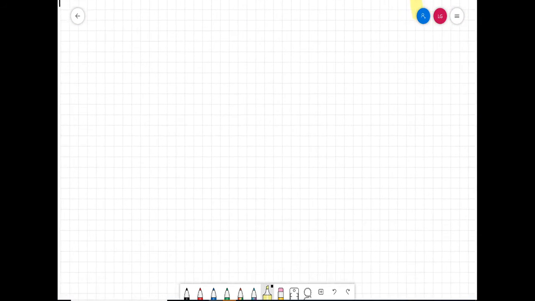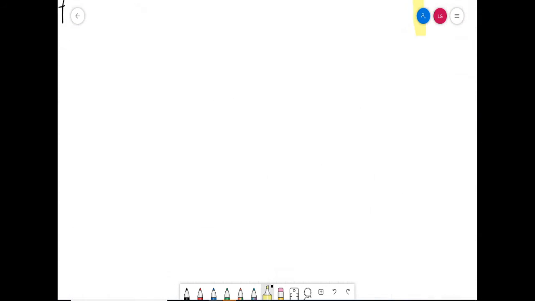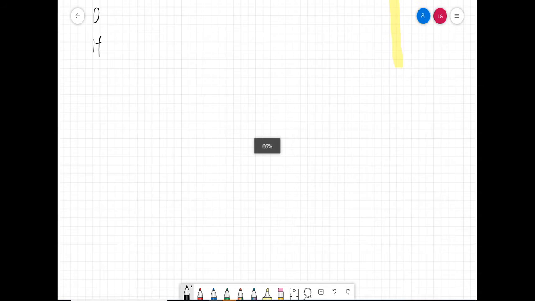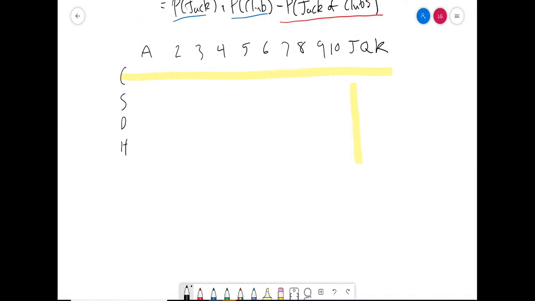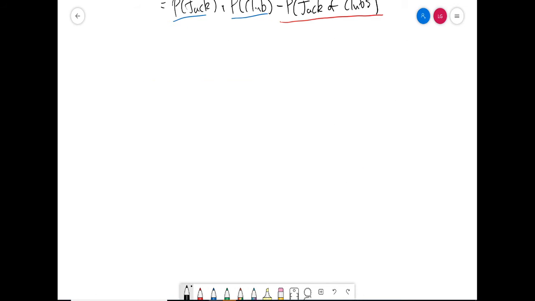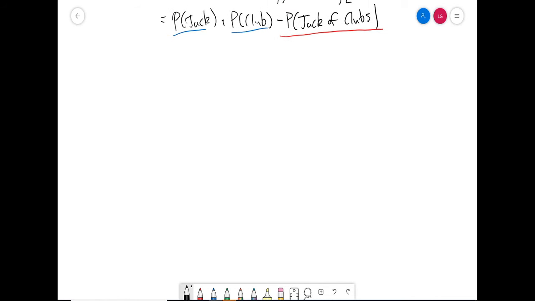Okay. Now let's see. Let me do a little erasing. Let's talk about a couple more compounded probabilities here. So probability of a jack or a queen.